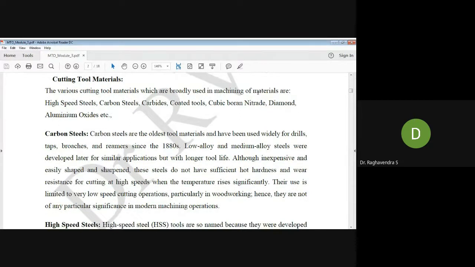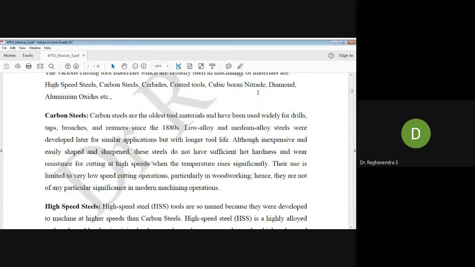Still, let us see what carbon steel is. Carbon steel is the oldest tool material. You know the difference: steel is nothing but an alloy, iron plus a little bit of carbon. If you keep adding carbon percentage, it becomes cast iron. When a higher percentage of carbon is there, it becomes a very hard material.